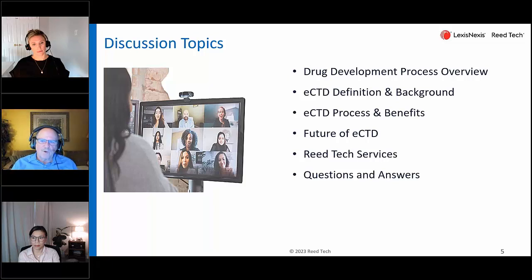So there's a couple topics that we'll talk about. First of all, the drug development process. What is that full life cycle that occurs. And then focusing in on the eCTD, we'll look at the definition, some history, the background, how it came about, and look at some of the processes and benefits. And then there's some activity. So this is a dynamic document specification that changes over the course of time, and there's a significant improvement coming on. We'll talk about that and pick up some Read Tech services near the end of the webinar and have some question and answer time at the end.